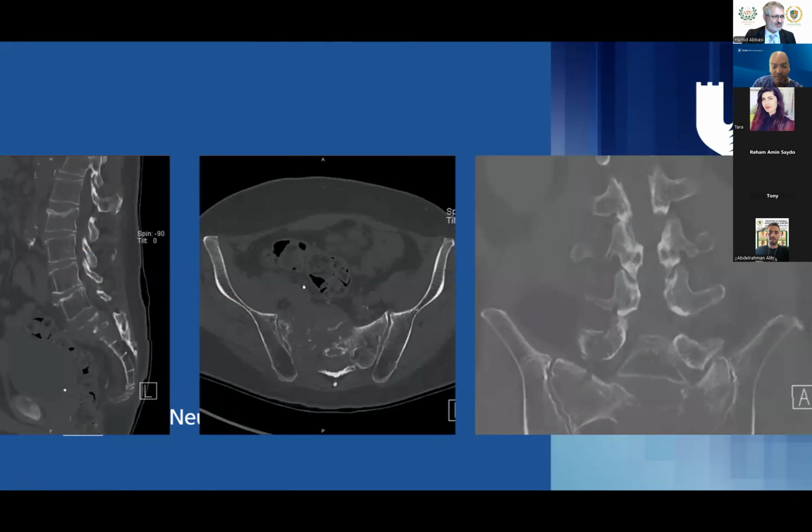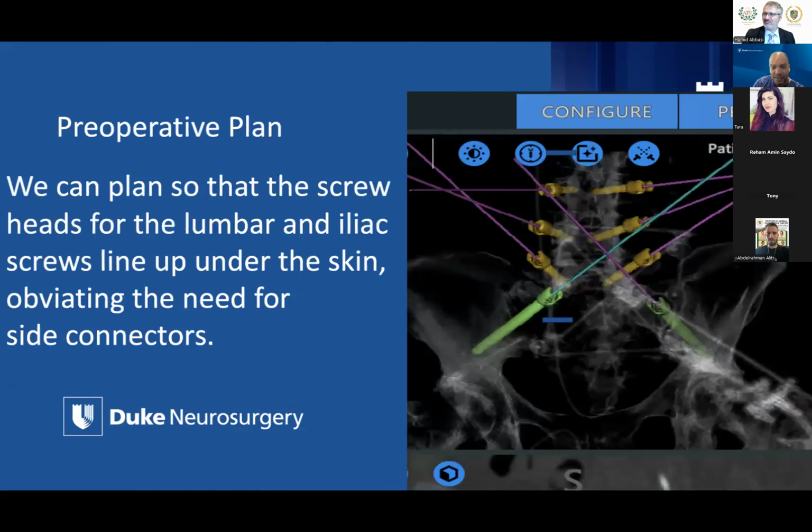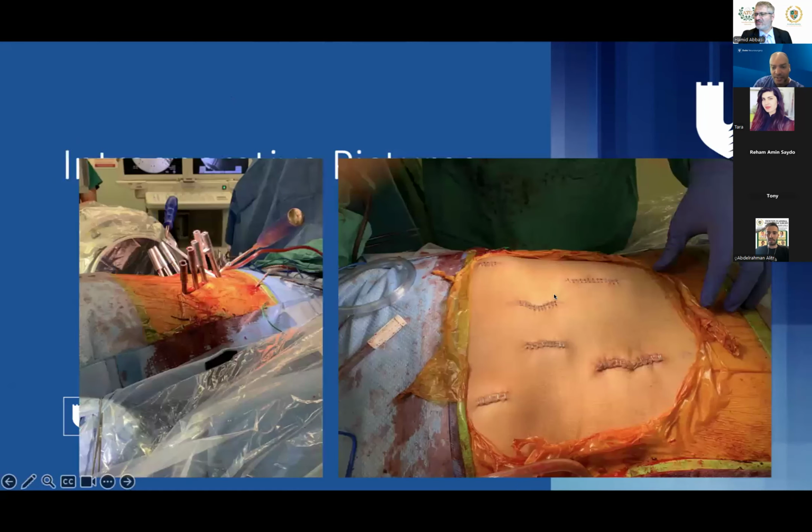However, if we can do this completely percutaneously, that might help this patient. One of the big advantages of the robot is that you can plan the screws so that the screw heads under the skin all line up in one. And so you don't have to make a mini open incision. You don't have to have a connector. And so you can do this surgery.